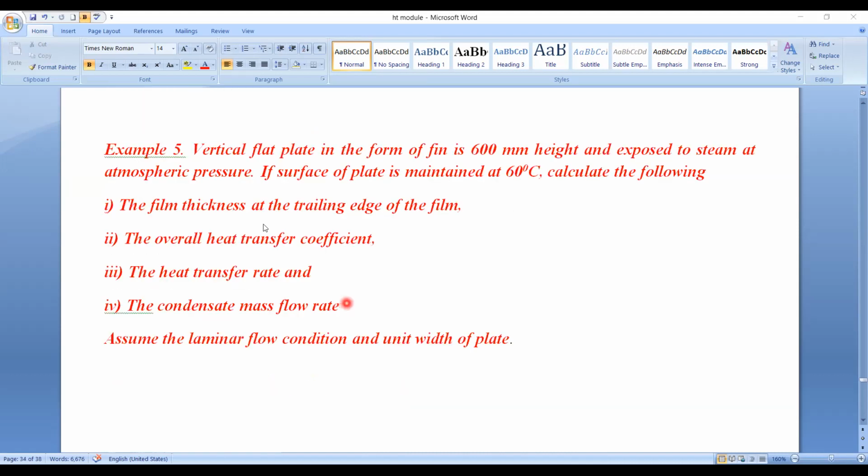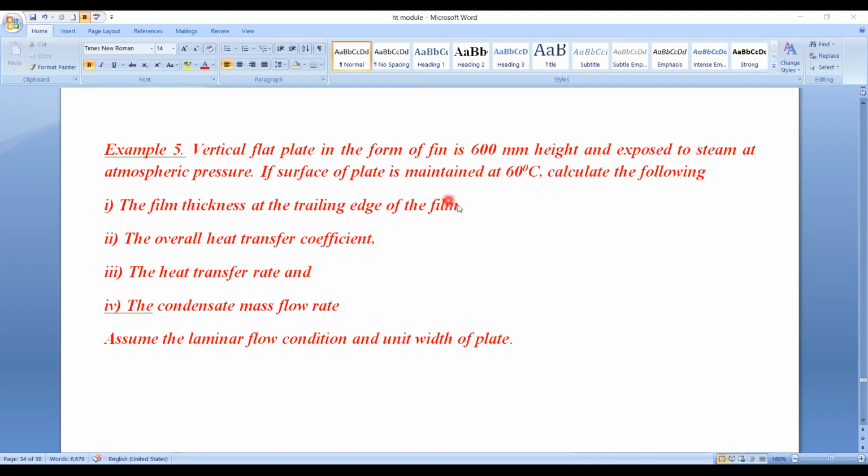Now take this problem as homework. Example number 5, which was asked in a previous year examination. A vertical flat plate in the form of a fin is 600 mm in height and exposed to steam at atmospheric pressure. If the surface of the plate is maintained at 60 degrees centigrade, calculate the following. The first bit: the film thickness at the trailing edge of the film.